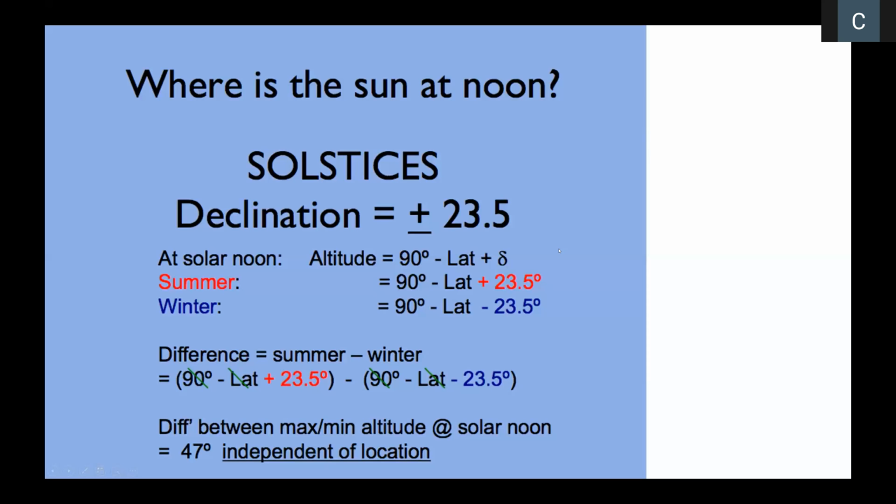Where is the sun at noon? Well, at solar noon, the altitude is equal to 90 degrees minus the latitude plus the declination. So we know that the declination, as we saw, on the summer solstice is plus 23.5 degrees. This is just true for anywhere on Earth. In winter, it's minus 23.5 degrees. So that means that the difference between the maximum and the minimum altitude at solar noon is always going to be 47 degrees, independent of location.